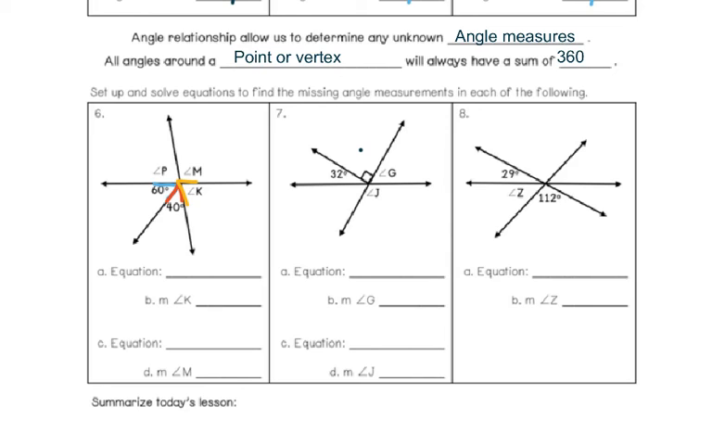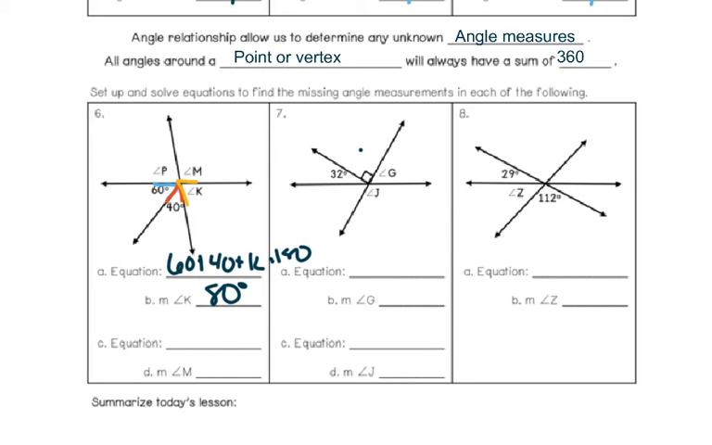So those 3 angles together make 180. To make my equation here, I've got 60 plus 40 plus K equals 180. Then I can solve: 60 plus 40 is 100, subtract that from 180, and I get that the measure of angle K is 80 degrees.